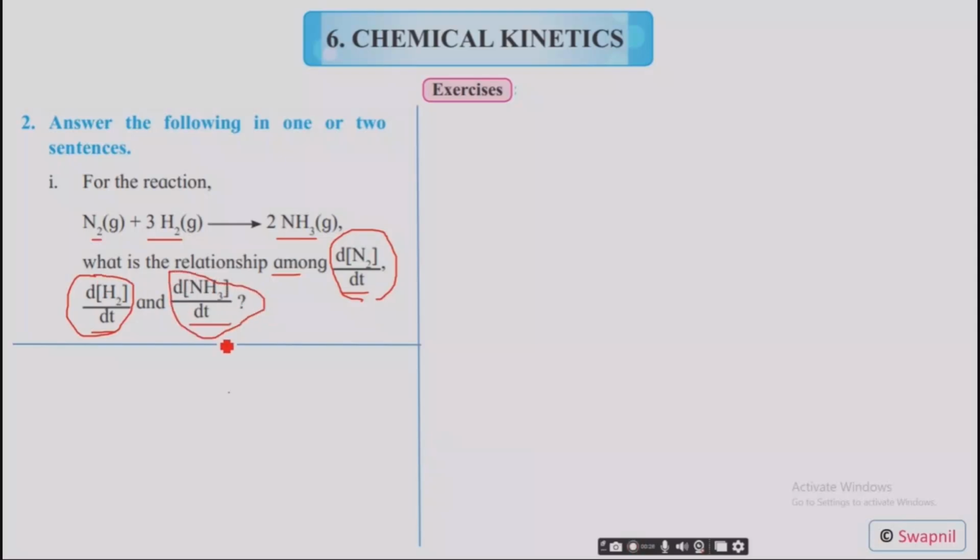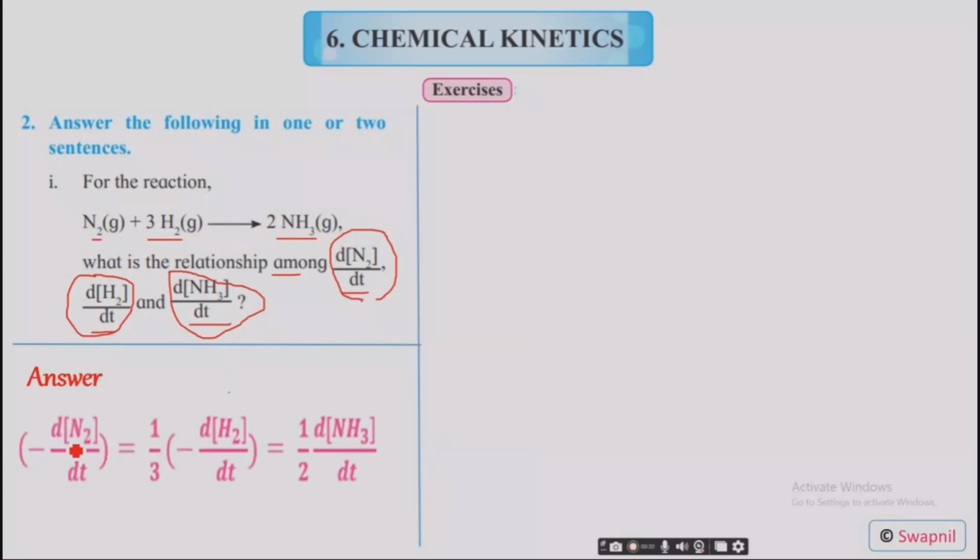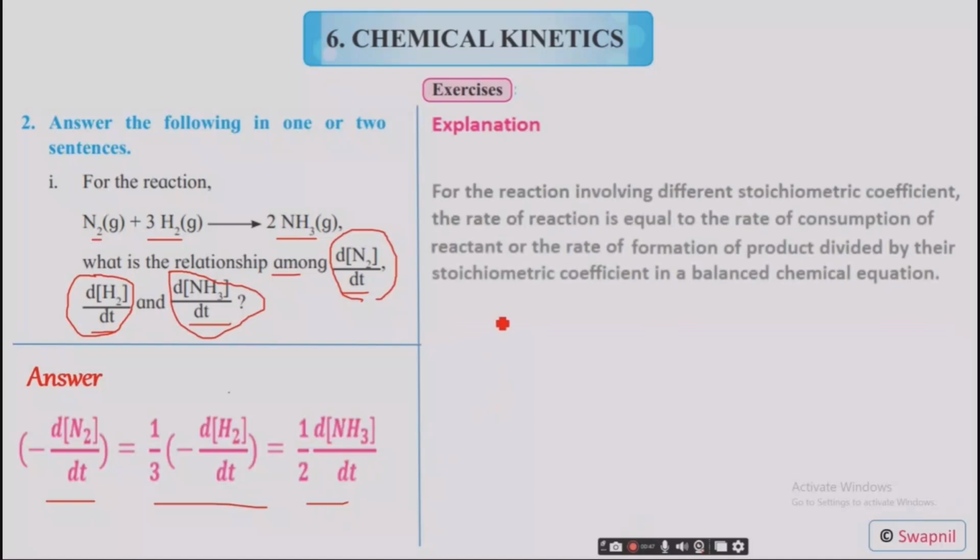So the answer is: minus very small change in concentration of N2 divided by dt is equal to 1 divided by 3 in bracket minus very small change in concentration of H2 divided by dt is equal to 1 divided by 2 very small change in concentration of NH3 divided by dt. So here is the explanation.